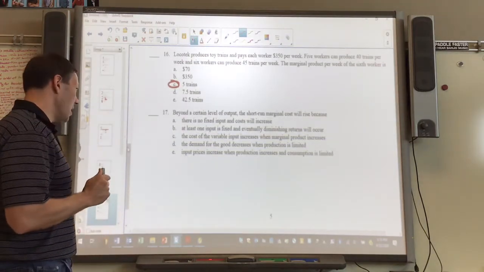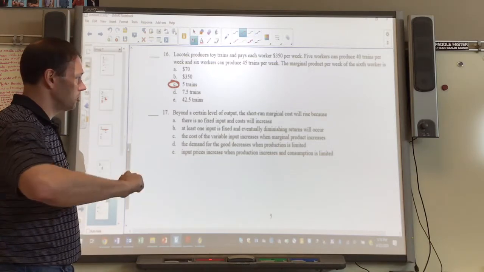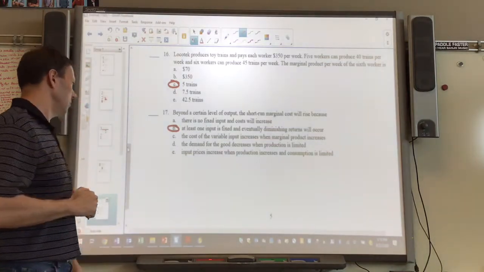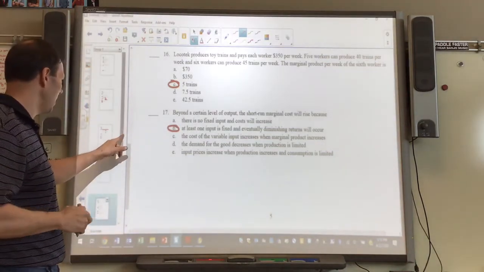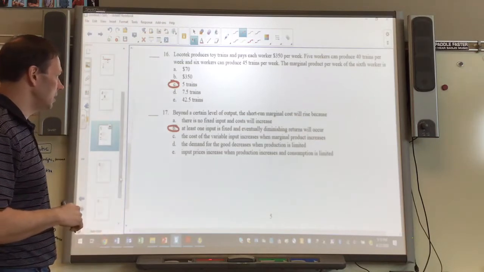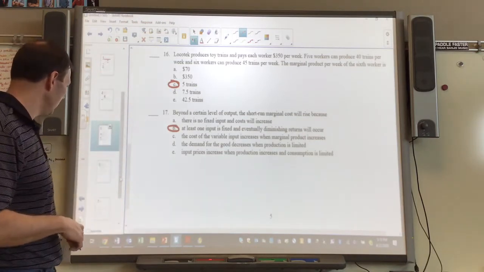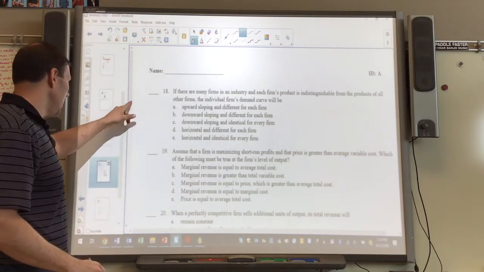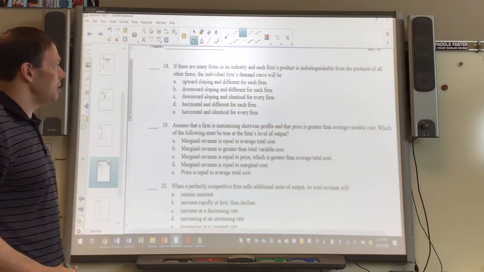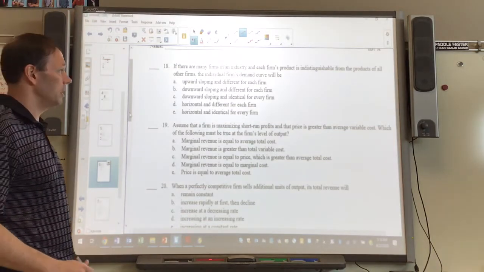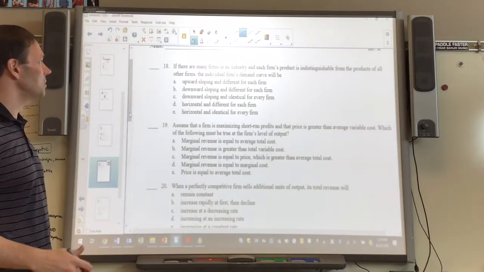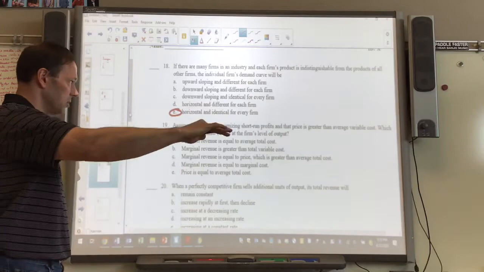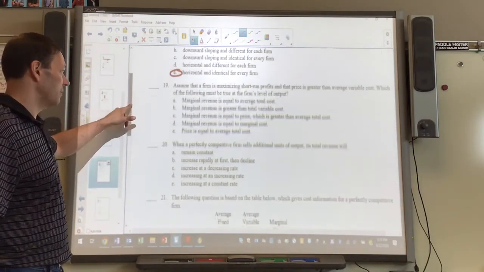All right, number 17, beyond a certain level of output, short-run marginal costs go up because you run into diminishing marginal returns. And so that's what B is essentially saying. That's why the ATC, MC and AVC curves all go up, diminishing marginal returns. All right, number 18, if there are many firms in an industry and each firm's product is indistinguishable from the products of all the other firms, in other words, a perfectly competitive market, their demand curve is going to be horizontal or perfectly elastic, and everyone's going to have the same one.